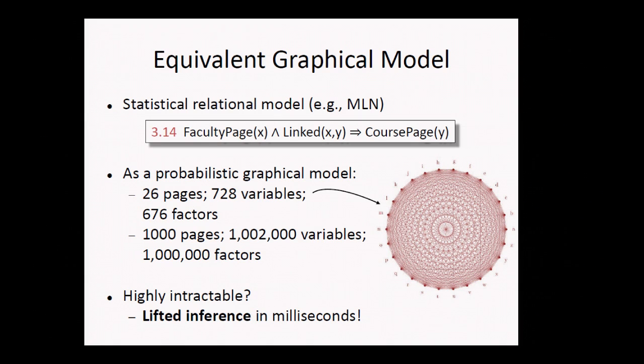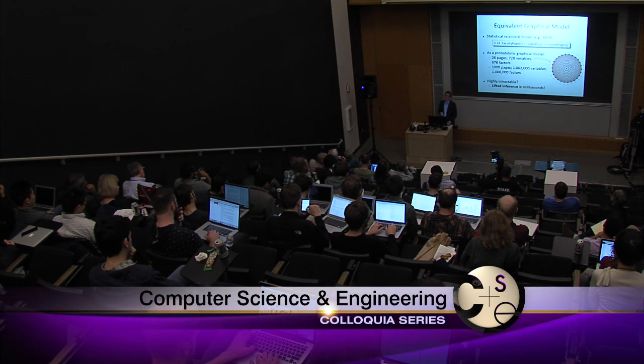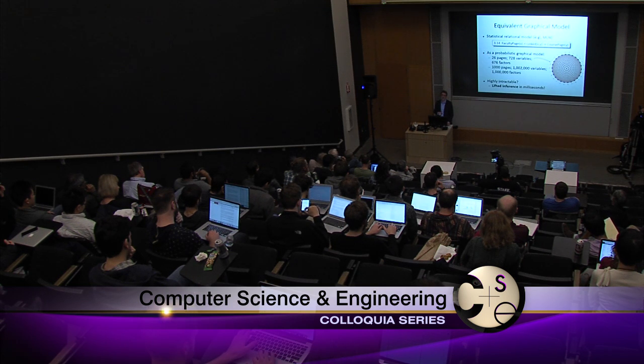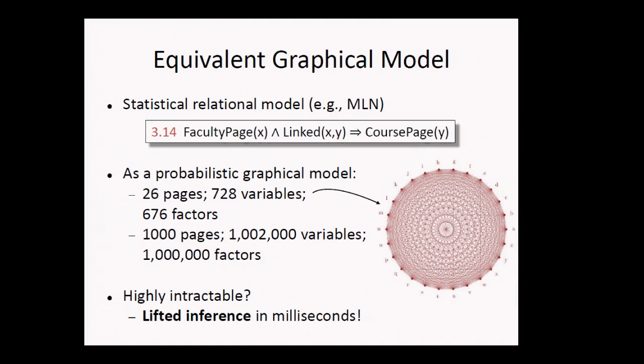So if you talk to anyone doing graphical models, they will tell you that this is a highly intractable problem. But then if you do lifted inference and you exploit symmetries, it's just a matter of milliseconds to answer certain queries in this distribution.